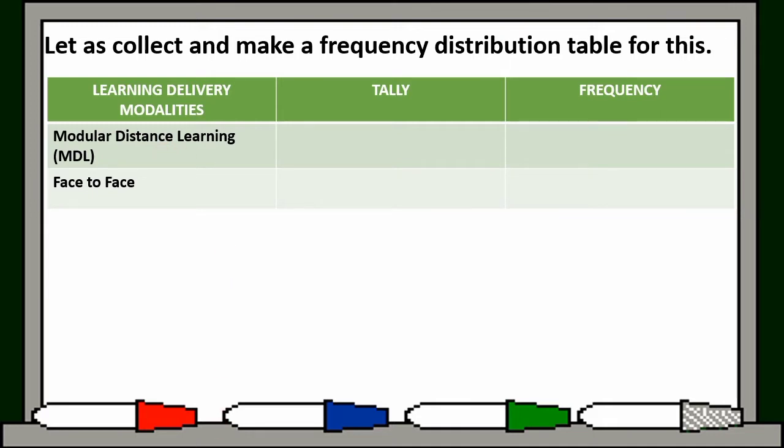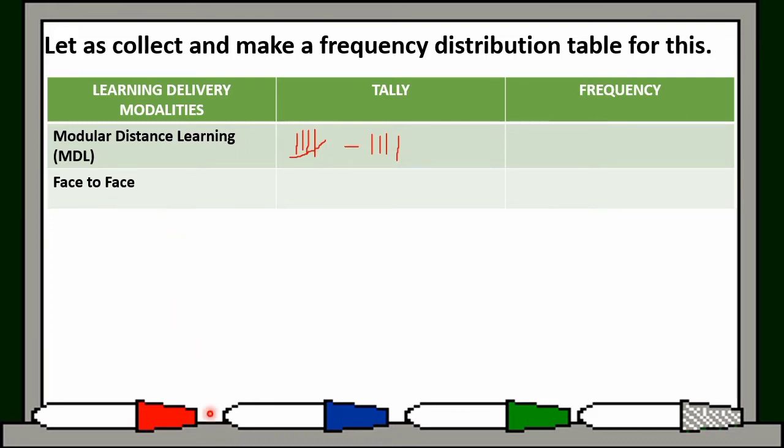So, binilang natin kanina, ang pumili ng modular distance learning ay 9. Okay? So, iguguhit mo dito sa tally, sa tapat ng modular distance learning, yung 9. Okay? 1, 2, 3, 4. Then, yung pang 5 is itatali mo na siyang ganyan para hindi ka mahirapang magbilang. Okay? And then, 6, 7, 8, 9. Ganyan yung paggawa ng tally.